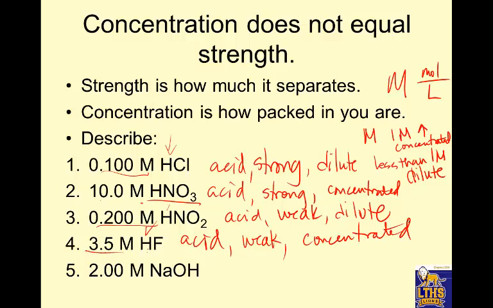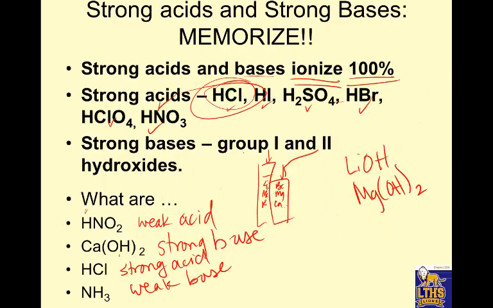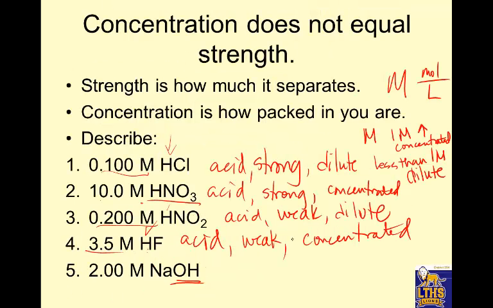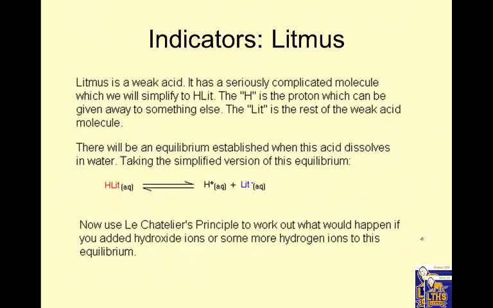Wow, who writes this sloppy? I do. Okay, NaOH. Hey, that's a base. Alright, so we know it's a base. Then we look, group 1, group 2. Oh, look, there's sodium. NaOH is a group 1 metal. So it's a base, and it's strong because it's in group 1 or 2. It's with hydroxide. 2 molar is concentrated.